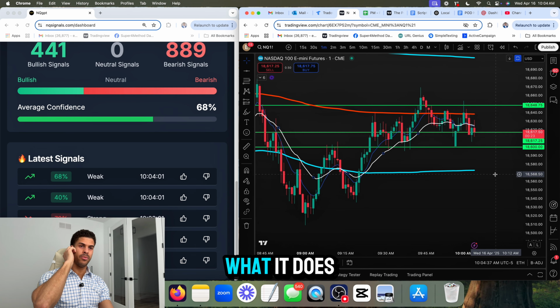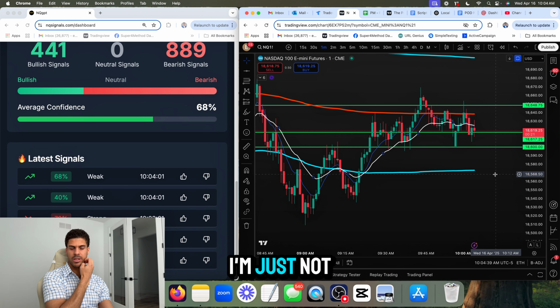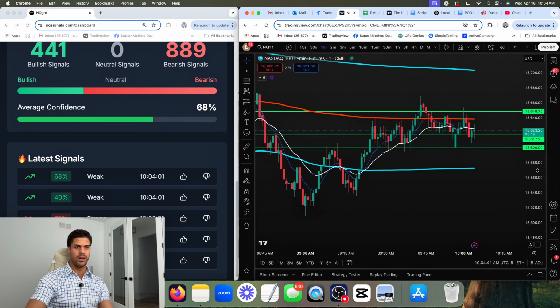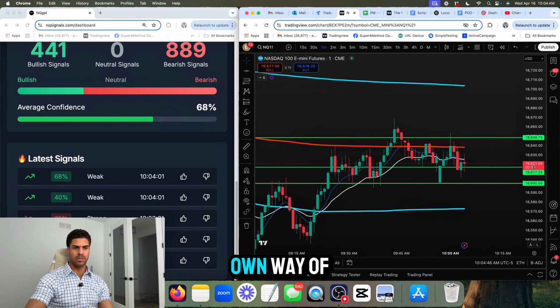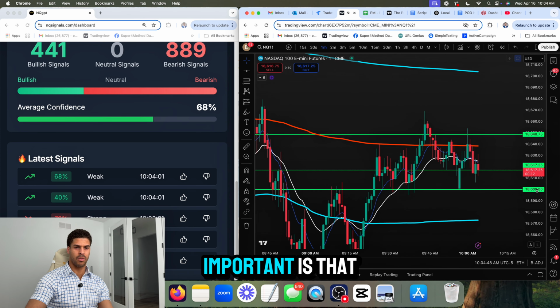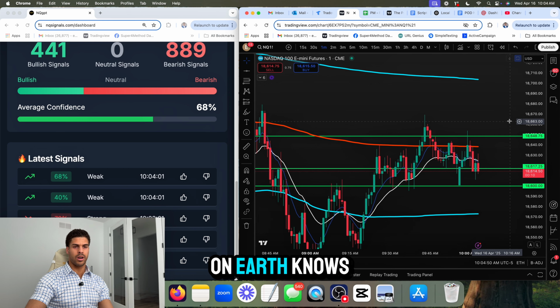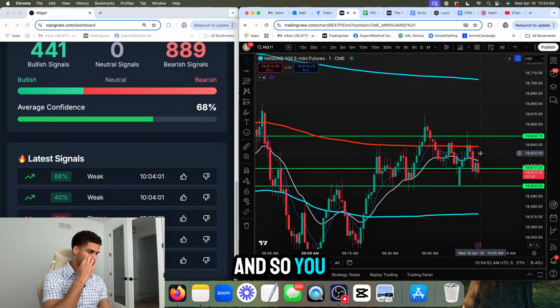What it really does for me is it's like a no trade zone. I'm just not going to trade when price is near VWAP, at least unless it's super obvious. That's how I use it. Everybody has their own way of using it though. But what's most important is that every trader on earth knows where VWAP is. And so you should as well.